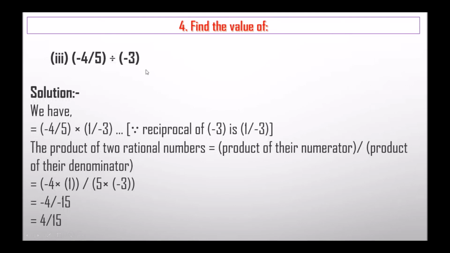Next, minus 4 upon 5 divided by minus 3. So minus 4 upon 5 into 1 upon minus 3. So minus 4 into 1, that is minus 4. And 5 into minus 3, that is minus 15. So minus minus will cancel. So the answer will be 4 upon 15.